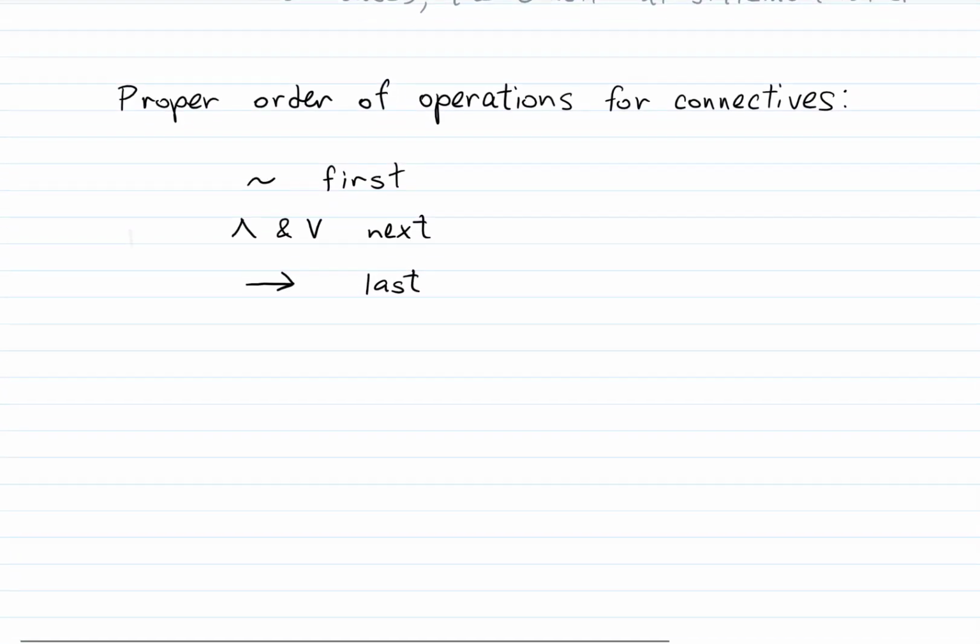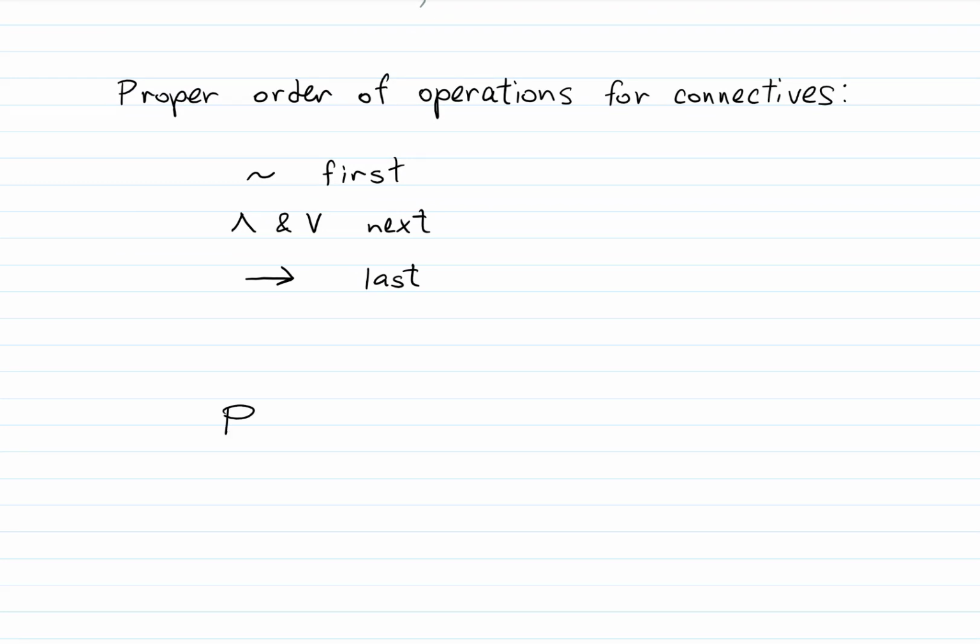So if you see this, P or not Q implies not P, there's a lot of different ways that that could be understood, and only one of them is correct. Let's put in parentheses to show how things should be done. For instance, look at that negation right there. Is that the negation of Q? Or is that the negation of Q implies not P? Well, that's a good question. It could go either way, couldn't it?